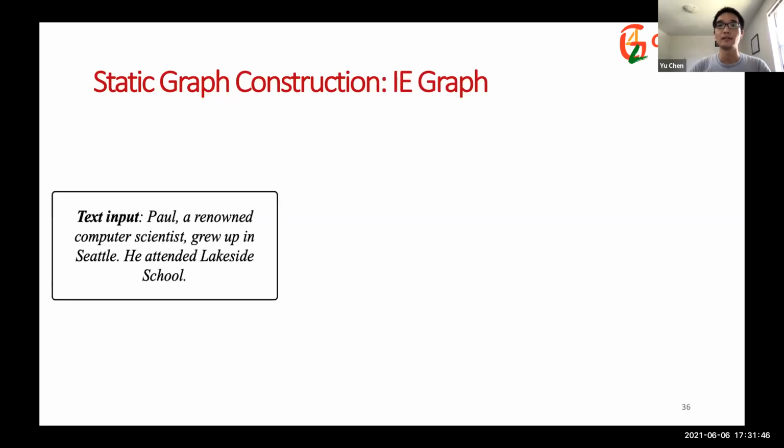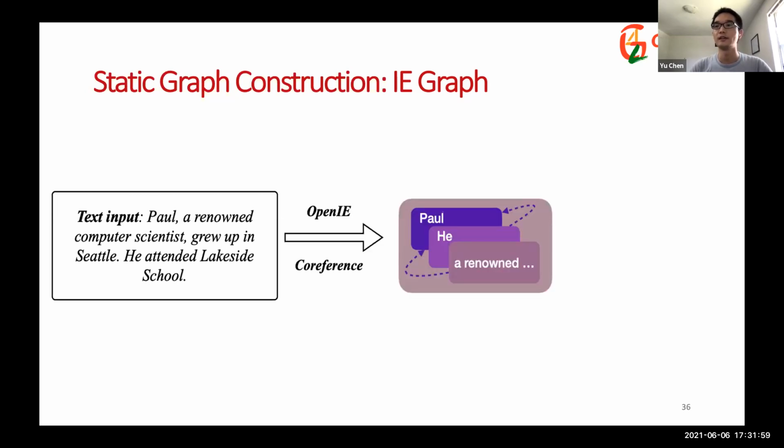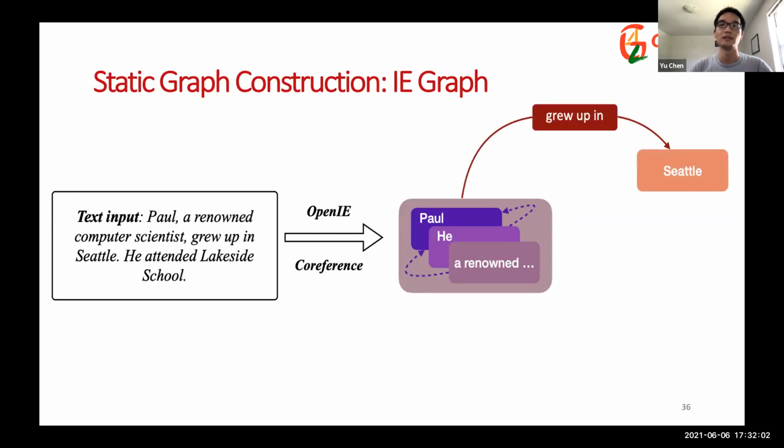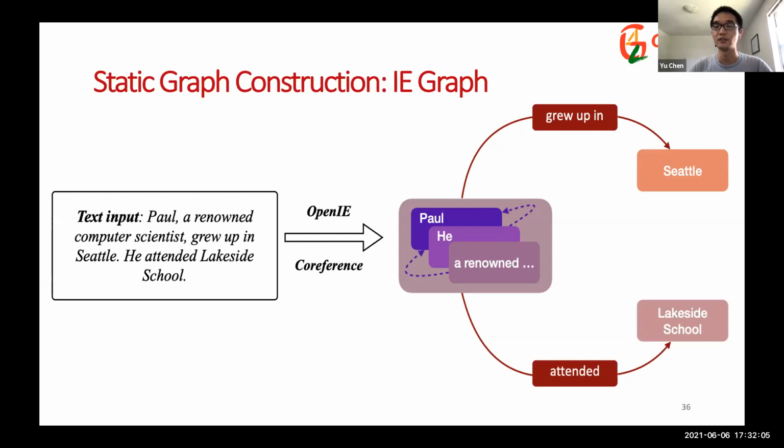The IE graph aims to extract structural information from text to represent high-level information about entities and their relations. Given the input text, one can apply IE tools to convert it to a graph, which contains entities such as Seattle as nodes and relations such as attended as edges. Coreference resolution is usually conducted to group entities referring to the same concept into a single node. Like here, Paul, he, and renowned computer scientist refer to the same person. That's why we can group them into a single node.